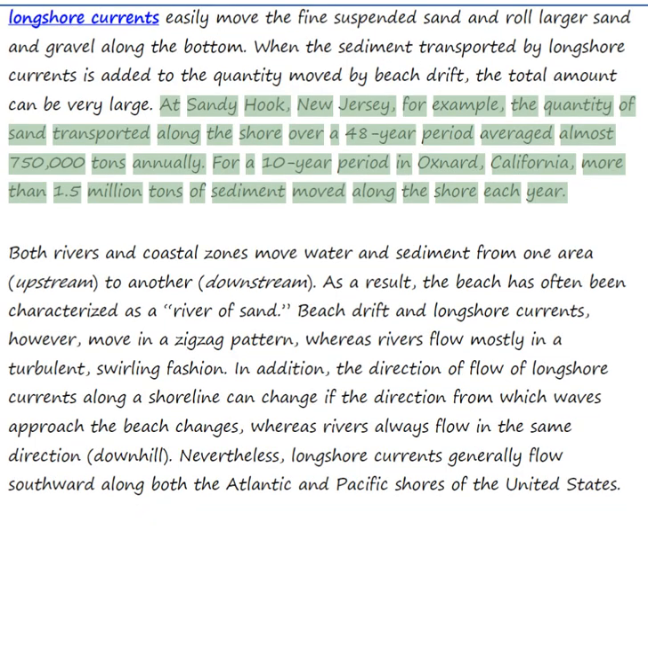At Sandy Hook, New Jersey, for example, the quantity of sand transported along the shore over a 48-year period averaged almost 750,000 tons annually. For a 10-year period in Oxnard, California, more than 1.5 million tons of sediment moved along the shore each year.